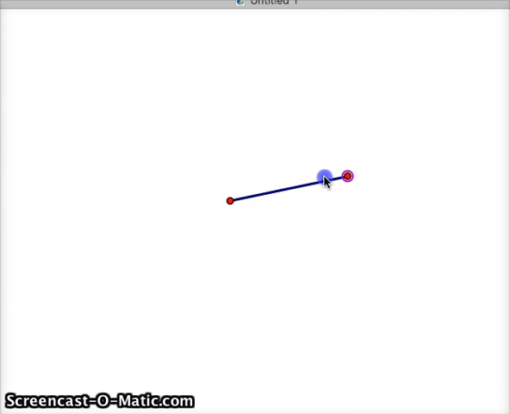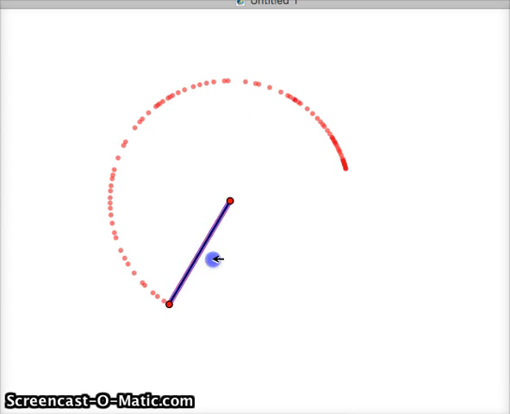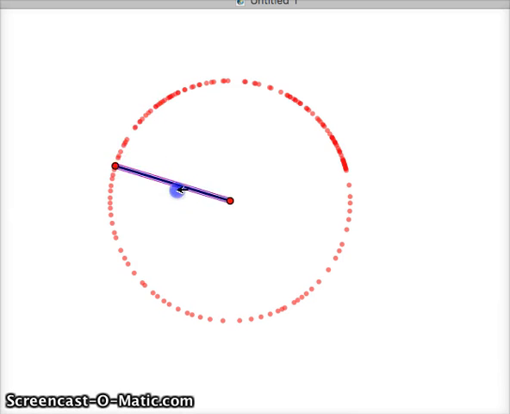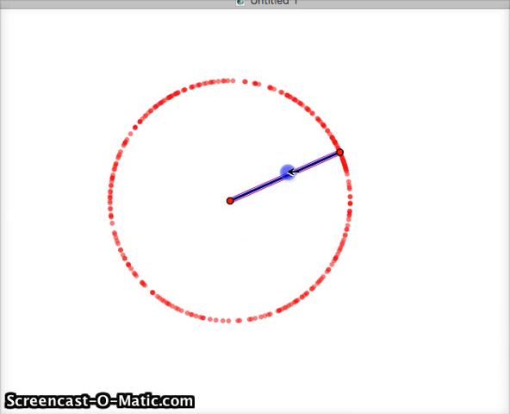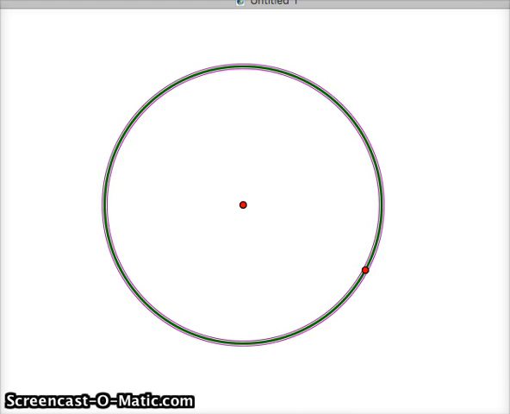Now what happens if I move this line across? We see that all of these points are equidistant from that center point, and so we have our circle. That makes sense? So a circle is a locus, or a whole collection of points. Okay, so here we go. We have our circle.